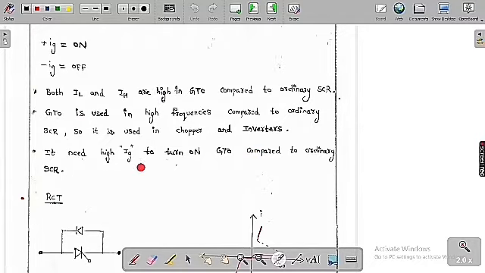It needs a high Ig to turn on a GTO compared to an ordinary SCR. I have already told you, because the latching current and the holding current are very high, it needs a very high value of current in order to turn on the device and also turn off the device. So this is the difference between a GTO and a normal SCR. And I already told you it is for high frequency applications when compared to a normal SCR. Because of that it is used in choppers or inverters.